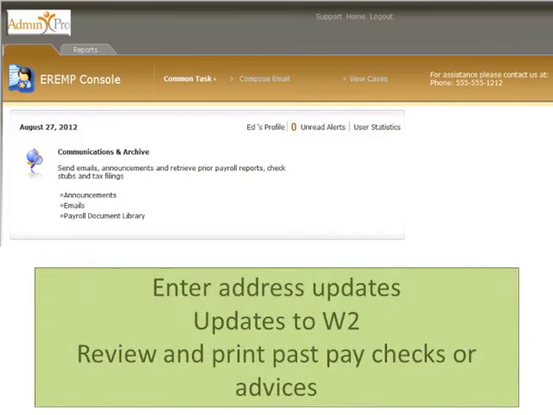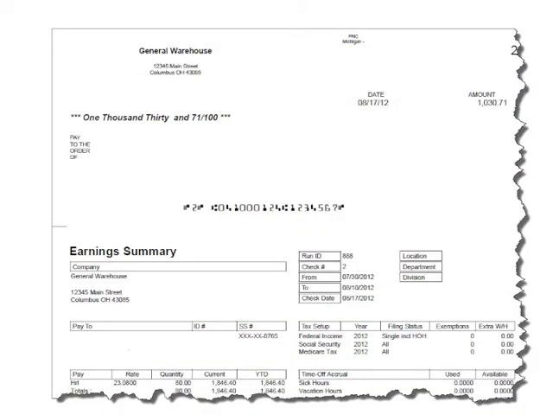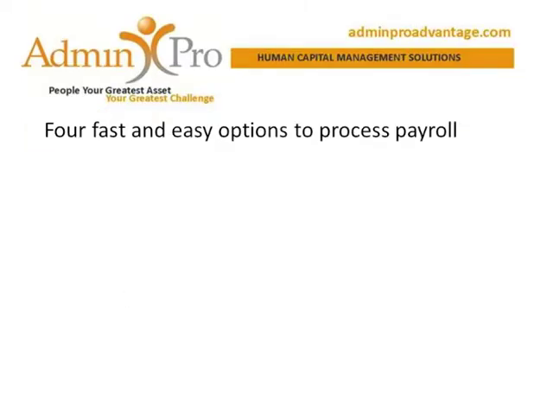Once in the system, the employee can update their address and W-2 information. They can also select to print or view past paychecks or direct deposits, as seen in this example of a past pay advice. Now we'll review how your clients will actually get their employees paid.